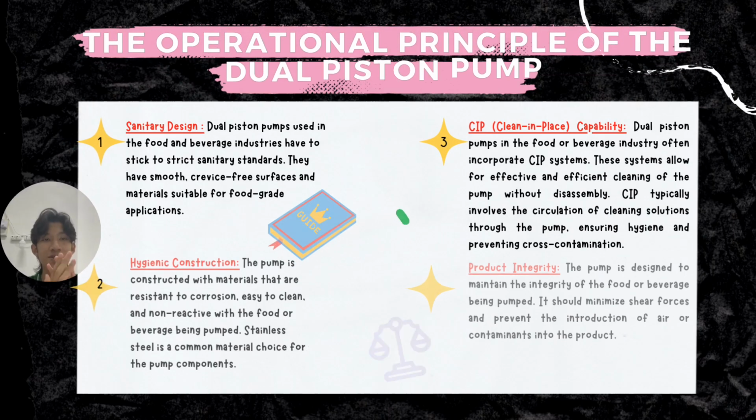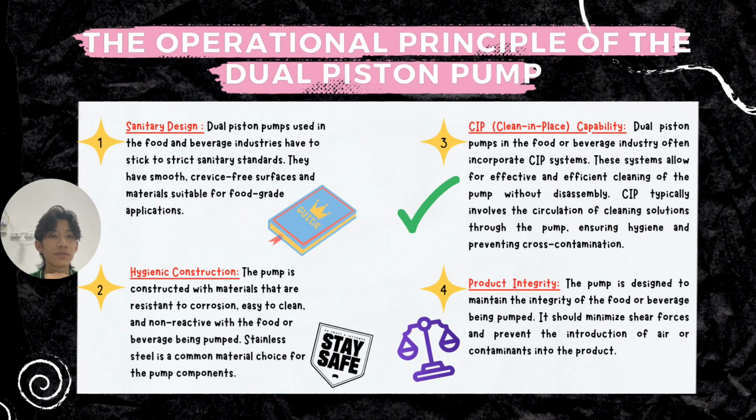Next we go into the operational principle of the dual piston pump. The first one is sanitary design. Dual piston pumps used in the food and beverage industry have to stick to strict sanitary standards. They have smooth and crevice-free surfaces and materials suitable for food grade applications.